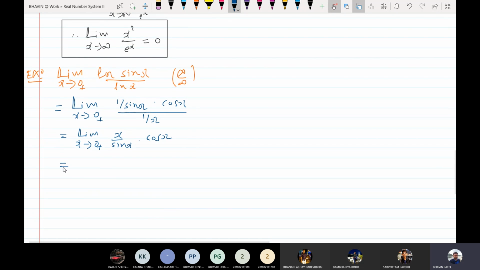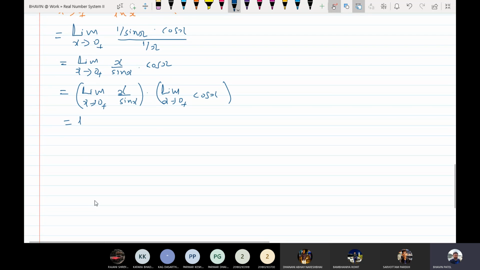Now apply algebra of limit. Limit x tends to 0 plus x upon sin x into limit x tends to 0 plus cos x. So what is the limit of this as x tends to 0? This is 1 and this is 1. So the answer is 1. Okay, next example.